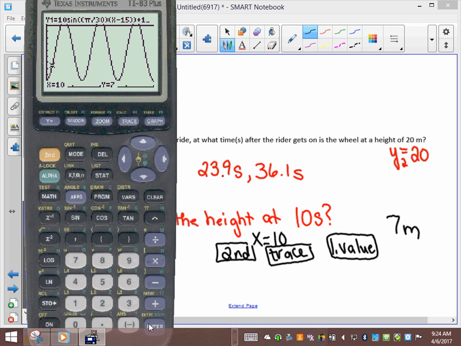Why is there only one answer for that one, but there was 2 or a bajillion actually for the other one? Why does that happen? Why do I only get 1? Right. There's only one time that equals 10. But a height, it cuts across the graph at a horizontal, right? So it's going to cross in a whole bunch of spots. Okay? All right.